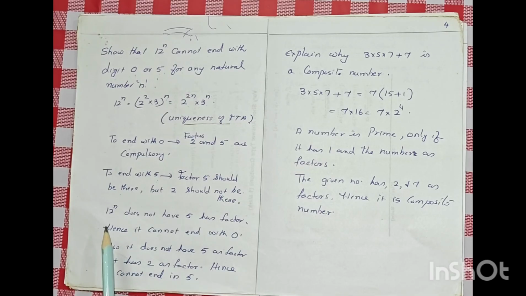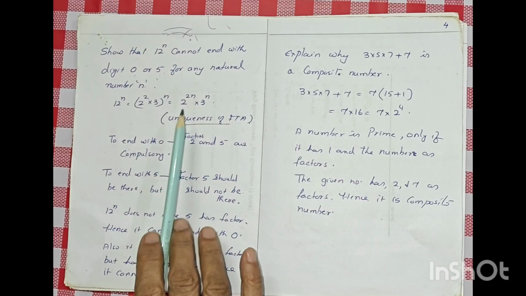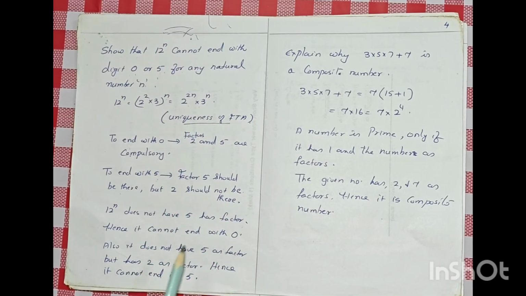So any number to end with 5, it should definitely have 5 as a factor, but it should not have 2 as a factor. So 12 to the power of n does not have 5 as a factor. It has 2, but it does not have 5, hence it cannot end with 0. Also, it does not have 5 as a factor, but it has 2 as a factor. Hence, it cannot end with 5 also.